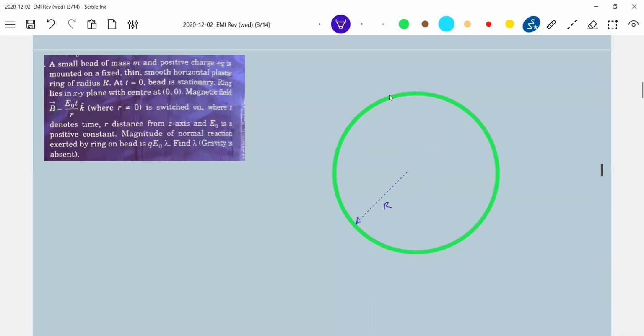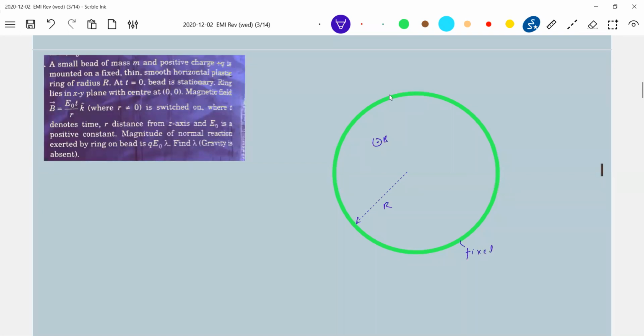Radius r, B bar everywhere is out of the plane. I'll show it at only one point. There's the problem. We have a small bead of mass m and positive charge q mounted on a fixed thin smooth horizontal plastic ring of radius capital R. This ring is fixed, it will not move.